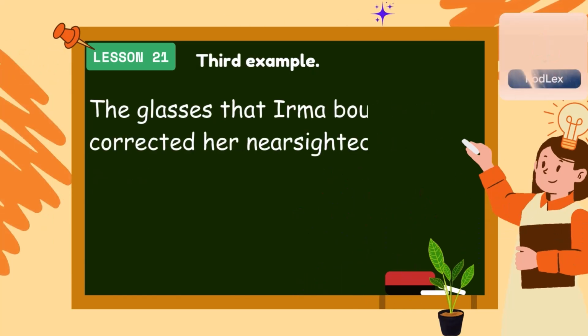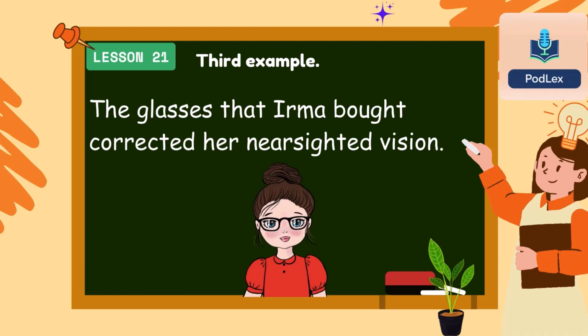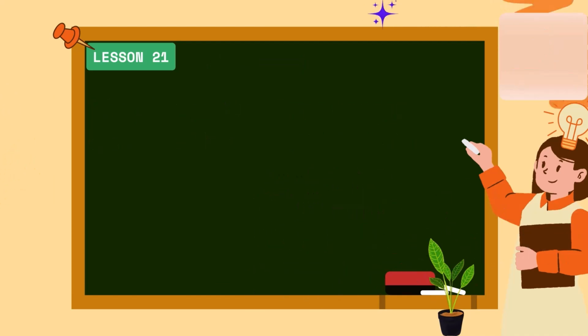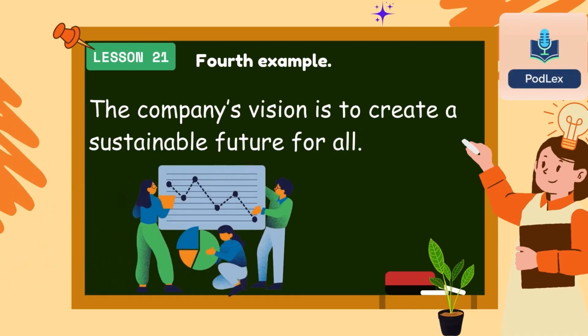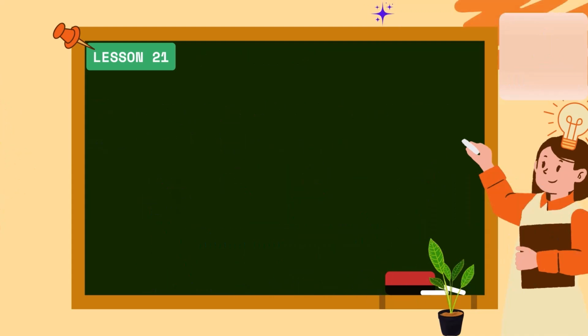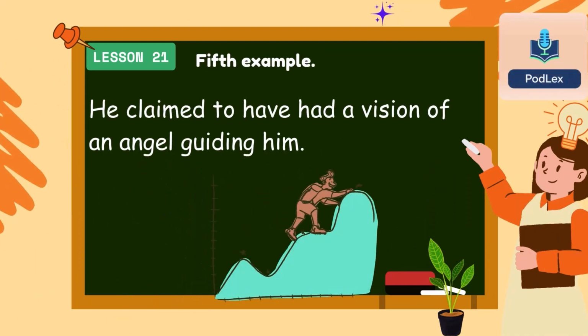Third example. The glasses that Irma bought corrected her nearsighted vision. Fourth example. The company's vision is to create a sustainable future for all. Fifth example. He claimed to have had a vision of an angel guiding him.